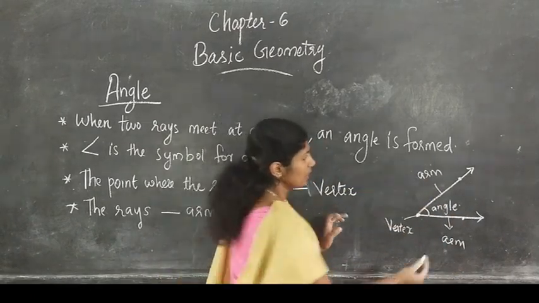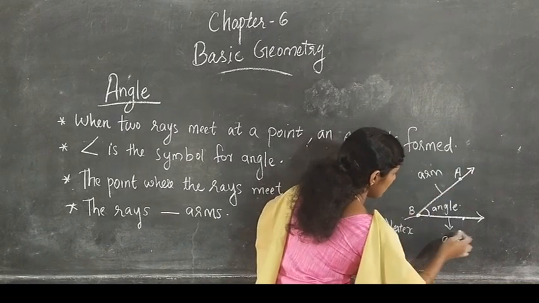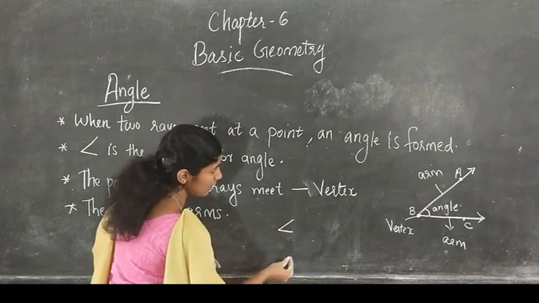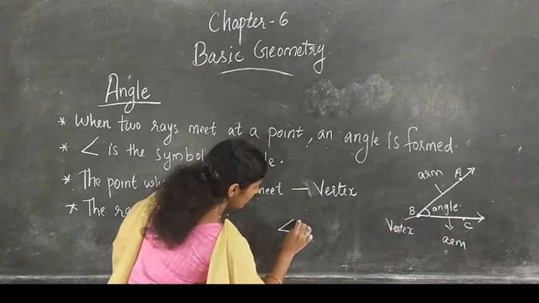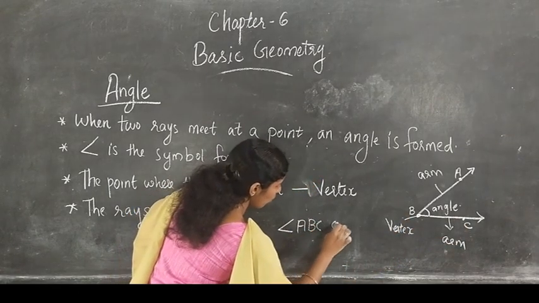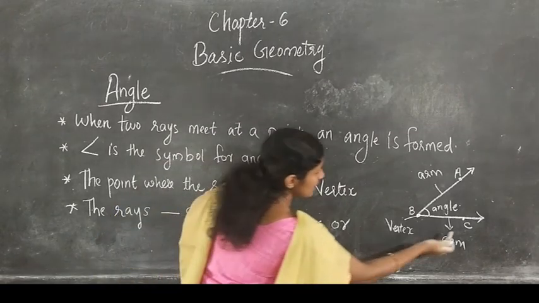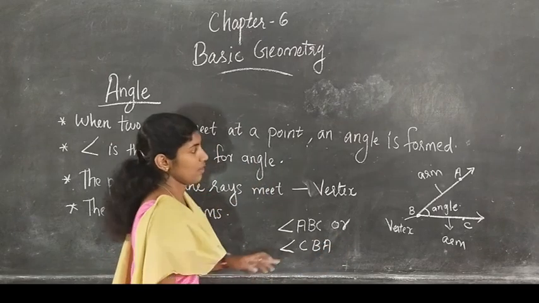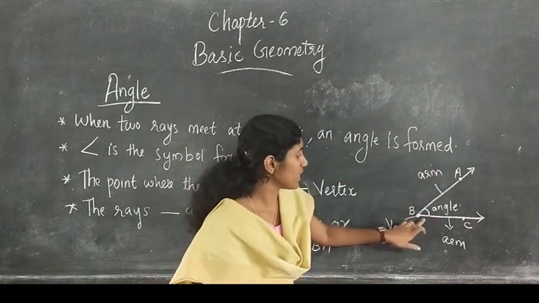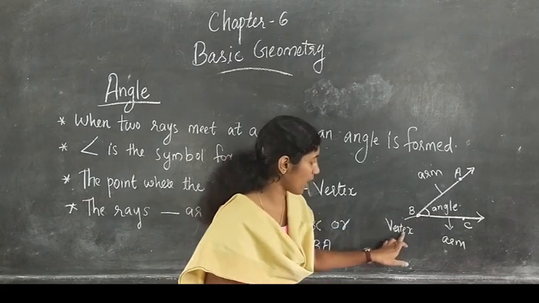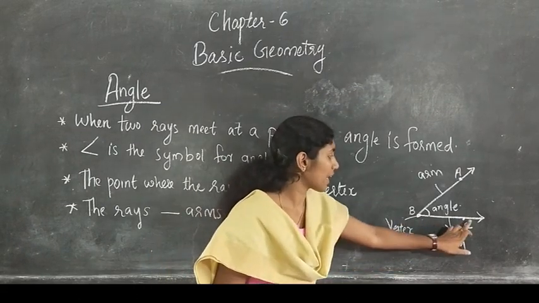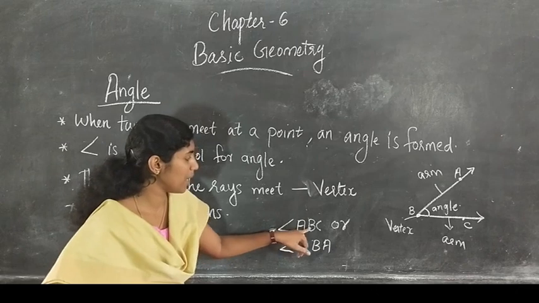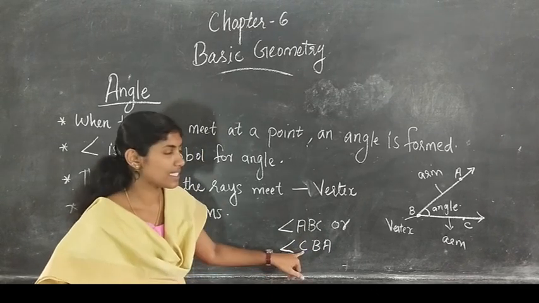Then we can name it A, B, C. So how will you write this angle? Our symbol is like this. Angle ABC, or we can read it as angle CBA. Once again, the point where two rays join together is known as the vertex and these rays are known as arms. So we will write this angle as angle ABC or angle CBA.